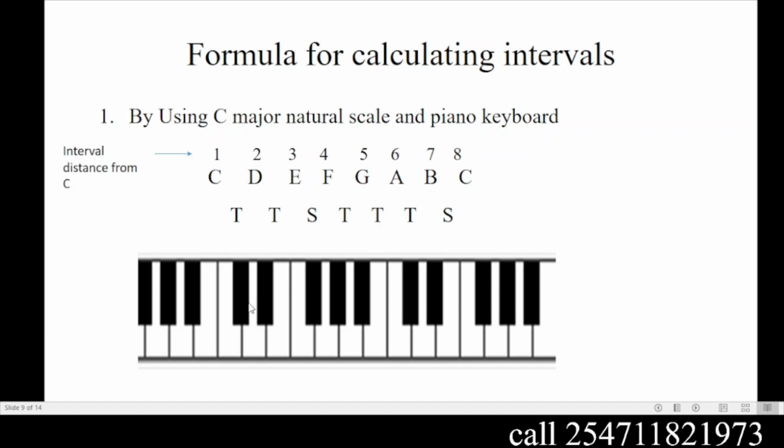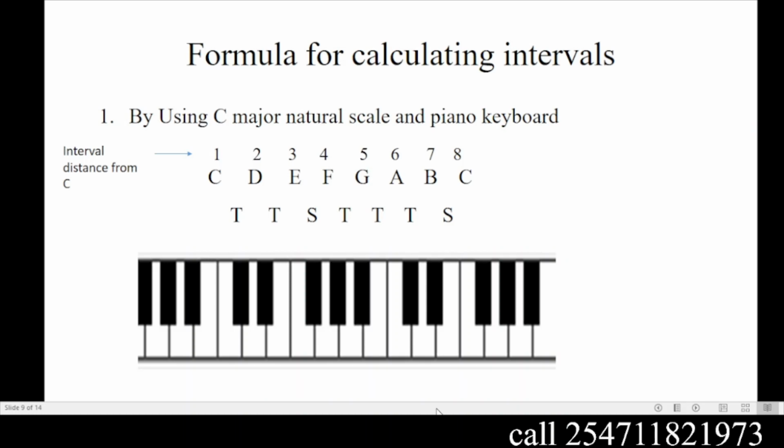So from C to C sharp, that is a semitone. From C sharp to D, another semitone, that is one tone. From D to D sharp is a semitone. From D sharp to E, another semitone. Those are two tones.